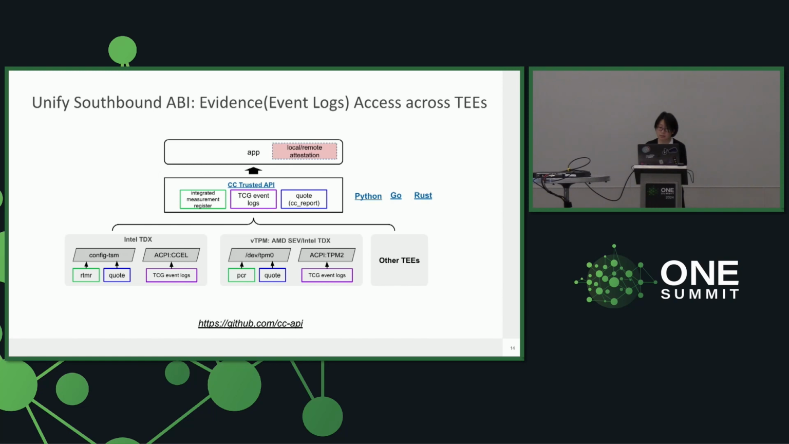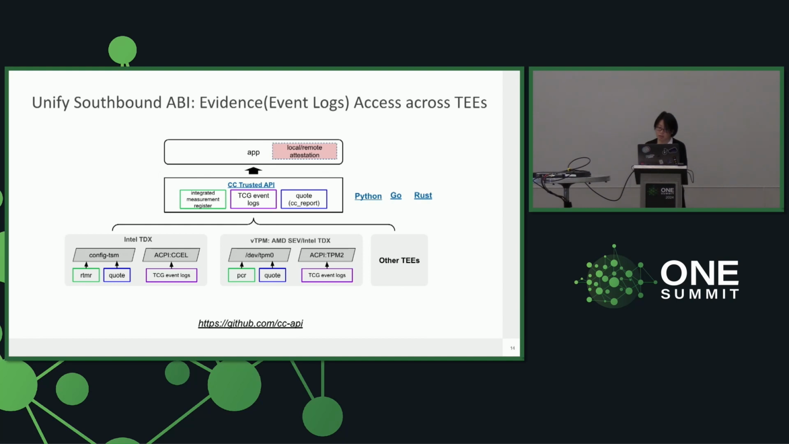So for the unified southbound API, which we use to access the event logs and evidence across the different TEEs, we support the config TSM, and also we support the TCG event logs through the ACPI CCEL table. For the AMD ones, they use the vTPM interface. So our software also supports /dev/tpm0, where the PCRs and quotes are exposed through these device interfaces to the user space. And also, we support the ACPI TPM2, where the TCG event logs are transported from the hardware TPM to here.